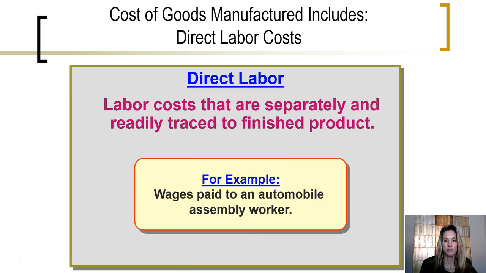The second of the manufacturing costs include direct labor. Direct labor costs are the labor costs of the employees that are directly working on each inventory item, and those costs can be separately and readily traced to the finished product. For example, the wages that are paid to an automobile assembly worker. We know the exact amount of time and the cost of that automobile wage worker, so we can directly trace the cost to each automobile as it is produced. The labor costs that we pay to assembly workers do not become an expense until the inventory is sold.